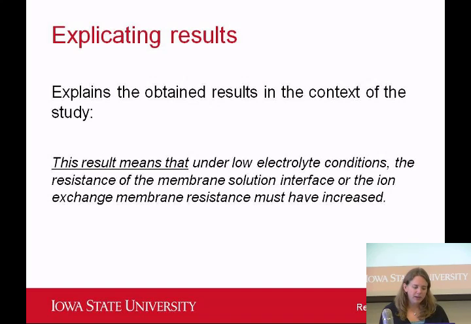The example here says this result means that under low electrolyte conditions, the resistance of the membrane solution interface or the ion exchange membrane resistance must have increased. So right away at the very beginning, we see "this result means." And this is a very nice example that really shows you how the author's just setting out to explain what the results are. This isn't where they are telling you for the first time what the results are, right? That happened in a previous move. But this is where they're telling us, well, if we got this result, here's what it means. So they're providing that explication.